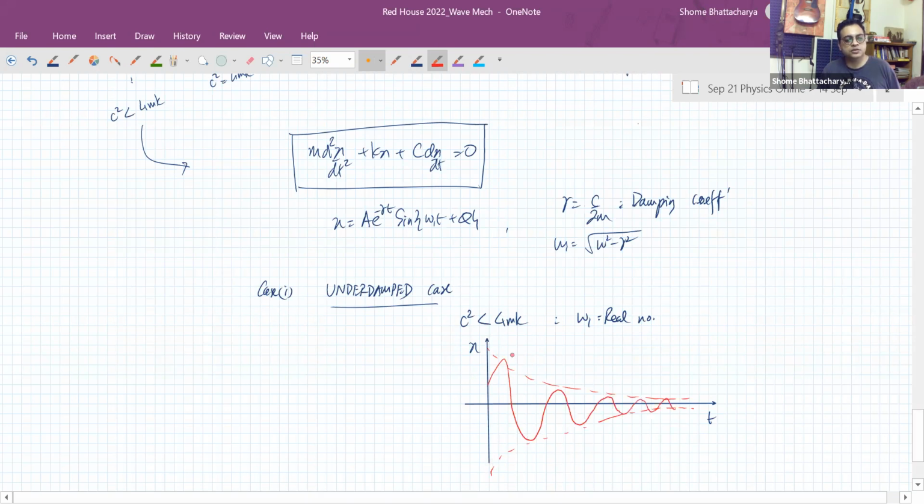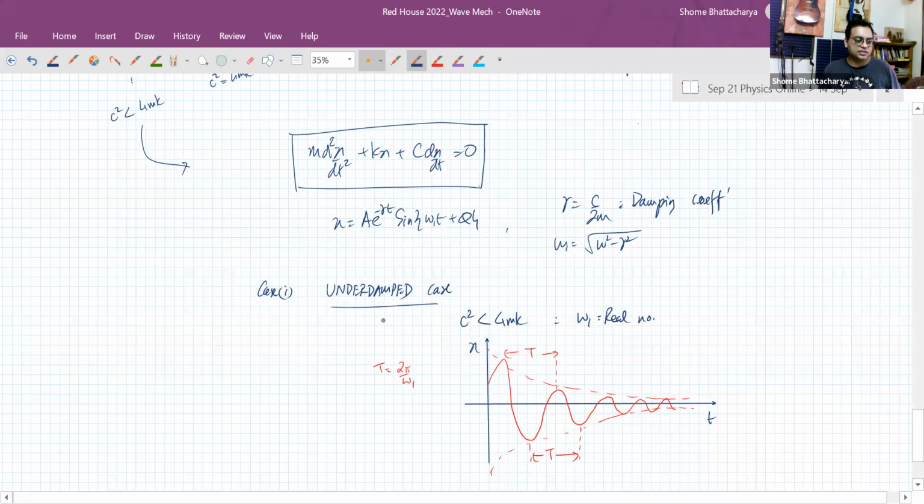So you'll see this is what it looks like, where this cyclical time between any two crests or any two troughs will be equal to 2 pi by omega. And the amplitude at any instant will be equal to that. So this is the first case, the underdamped case.